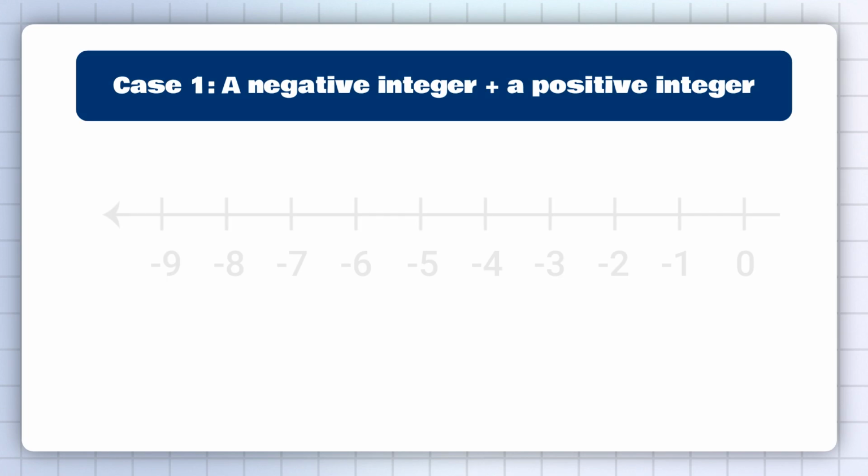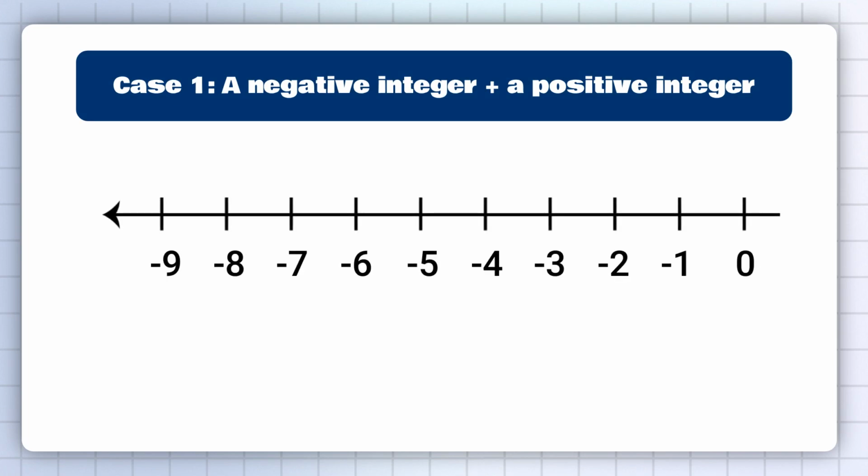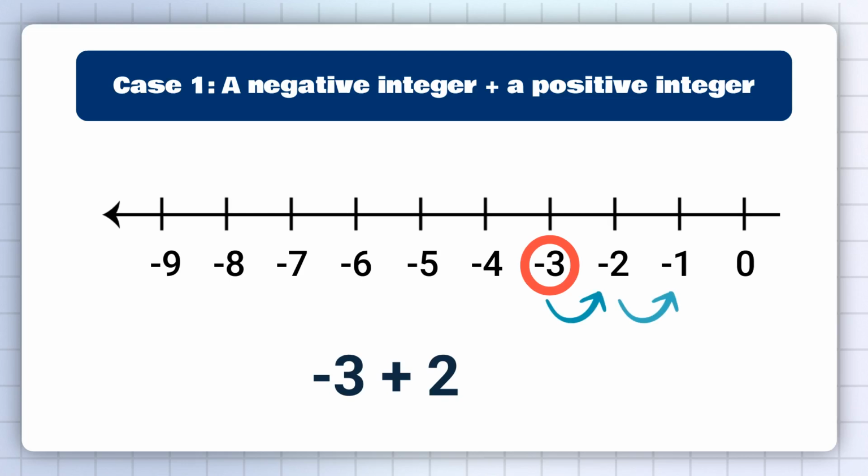To understand this, think of a number line. When adding a positive integer to a negative integer, you begin at the negative integer and count to the right by the value of the positive integer. For example, let's do -3 plus 2. First, start at -3 on the number line. Then count forward 2 units to the right. This moves you to -2, then to -1. So -3 plus 2 equals -1.